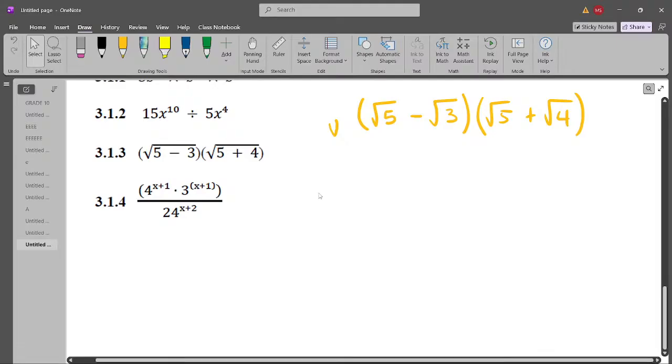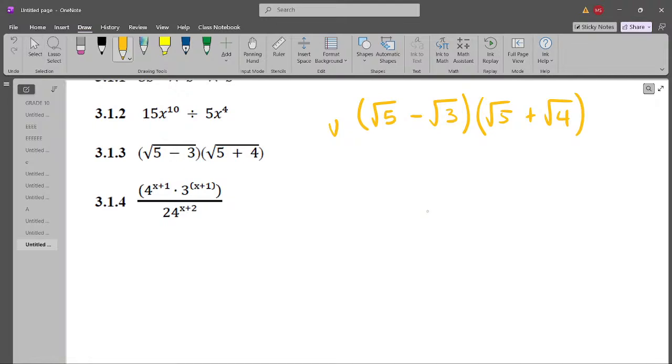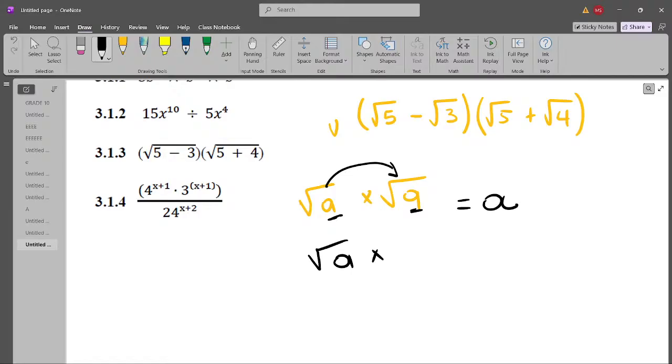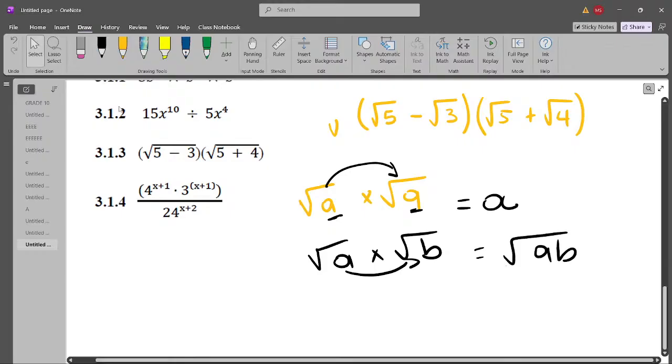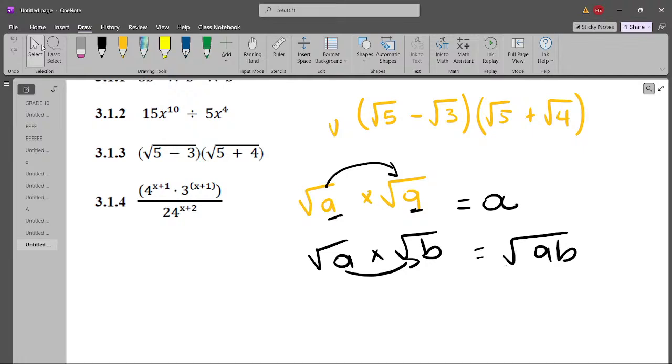Suppose the question was in this format. How do you simplify? I will remind you. When you are multiplying the same surds, square root of a multiplied by the square root of a, the answer is a, because the roots remove one another. However, when you multiply root a by root b, you multiply the numbers and keep the square root. So that is the basics that I will remind you of.